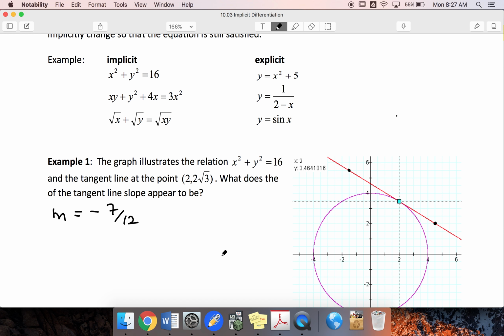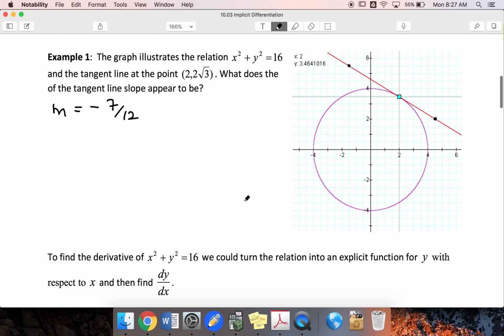What's interesting about this, though, is that with this equation, I could figure out an explicit function for y. Looking at this, y is going to be the plus or minus square root of 16 minus x squared. Notice the plus or minus is because alone, this isn't a function. If I take the positive square root, I'm going to get this graph. If I take the negative square root, I'll get this half of the circle. Well, we can see that our tangent is on the positive half.